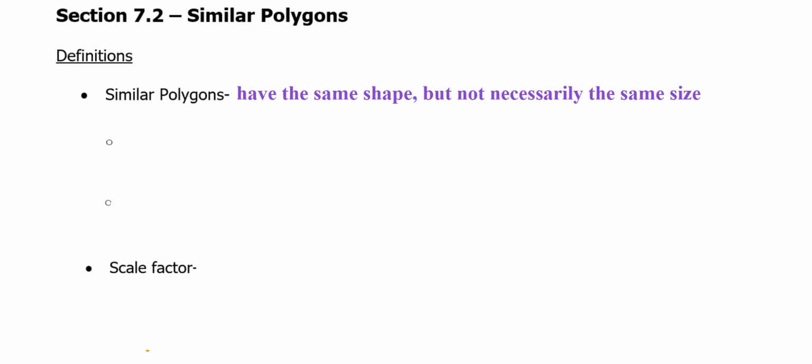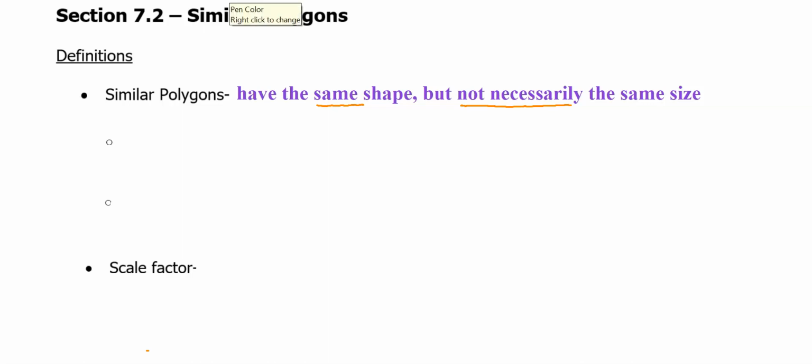Today we'll be doing section 7.2, similar polygons. Earlier we have talked about congruent polygons, and that's when they are the exact same size and the exact same shape. Well, today similar polygons have the same shape but not necessarily the same size. So one's going to be a little bit bigger or smaller but the exact same shape.